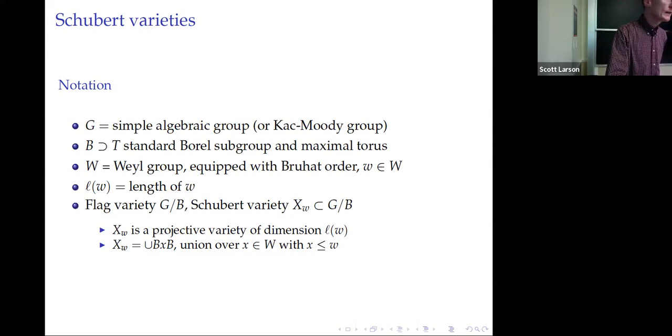L of W is the length of W, and the flag variety is G mod B. Sitting inside there is a Schubert variety, which is the union over all these X that are less than or equal to W in the Bruhat order of these BXB. Now, in the case at hand, G mod B might be an infinite dimensional flag variety if we're in the Kac-Moody setting, but the Schubert variety is nevertheless a finite dimensional projective variety of dimension L of W.